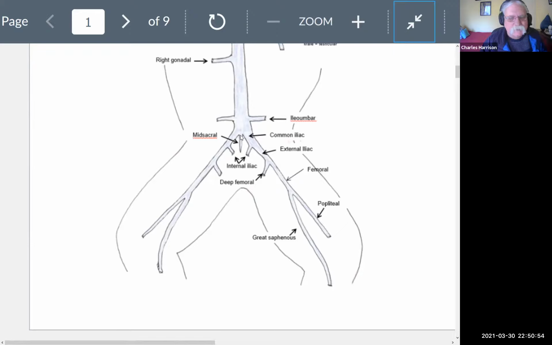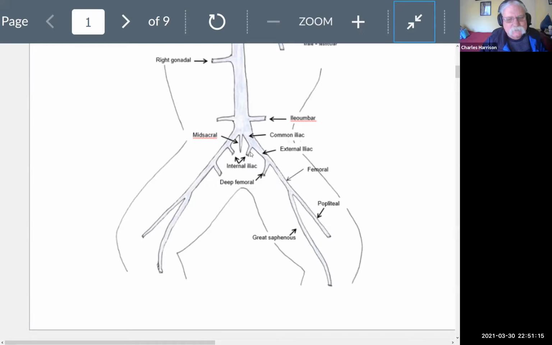Now, the mid-sacral, remember the mixing bowl. If you have cake batter and it drips down the side of the bowl, that's the mid-sacral, it goes down to the bottom of the bowl, running down the side. Here, the internal iliac runs down the bowl.